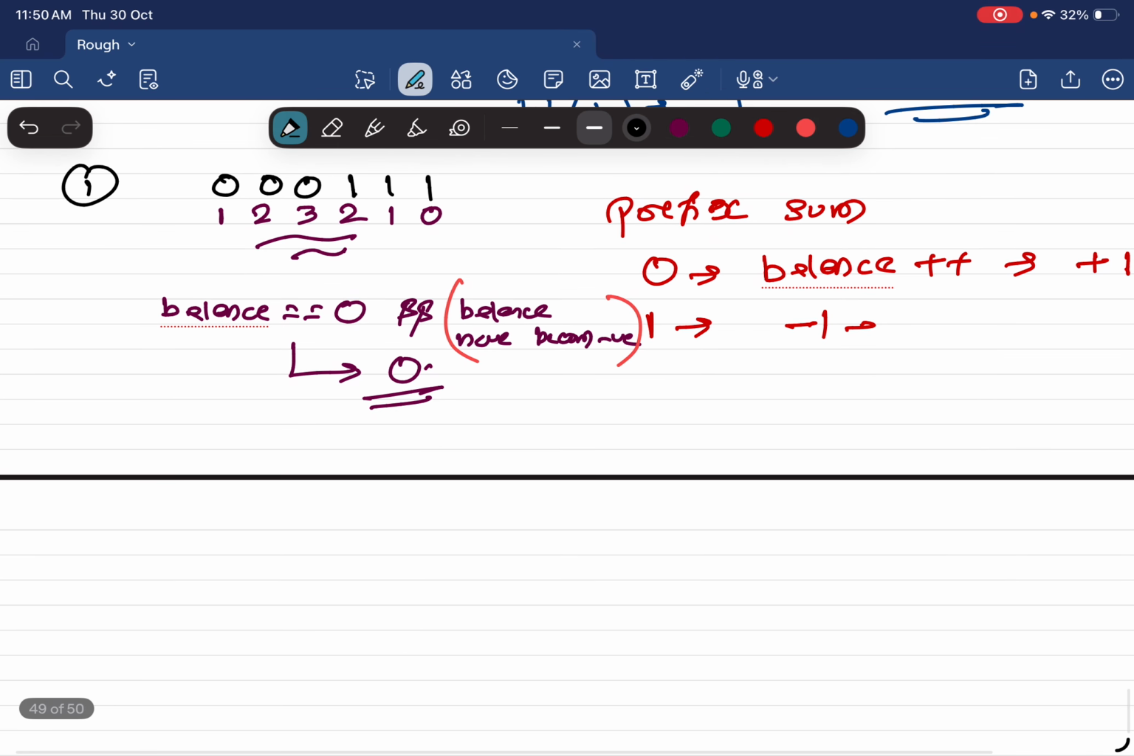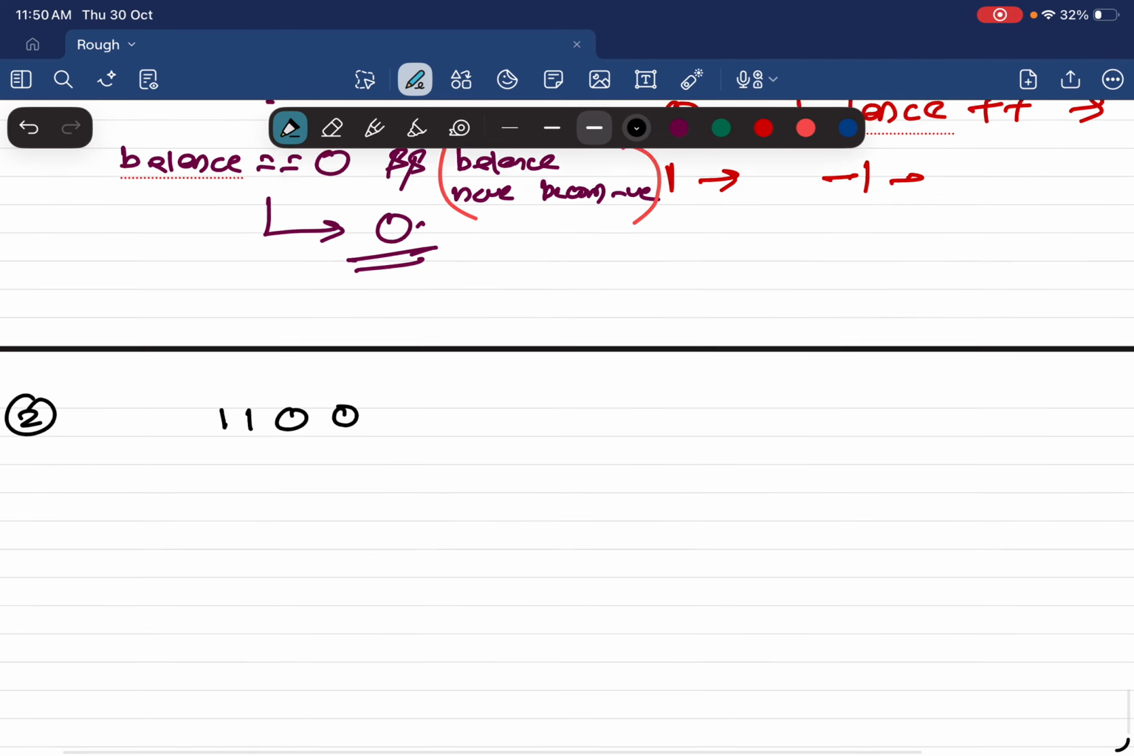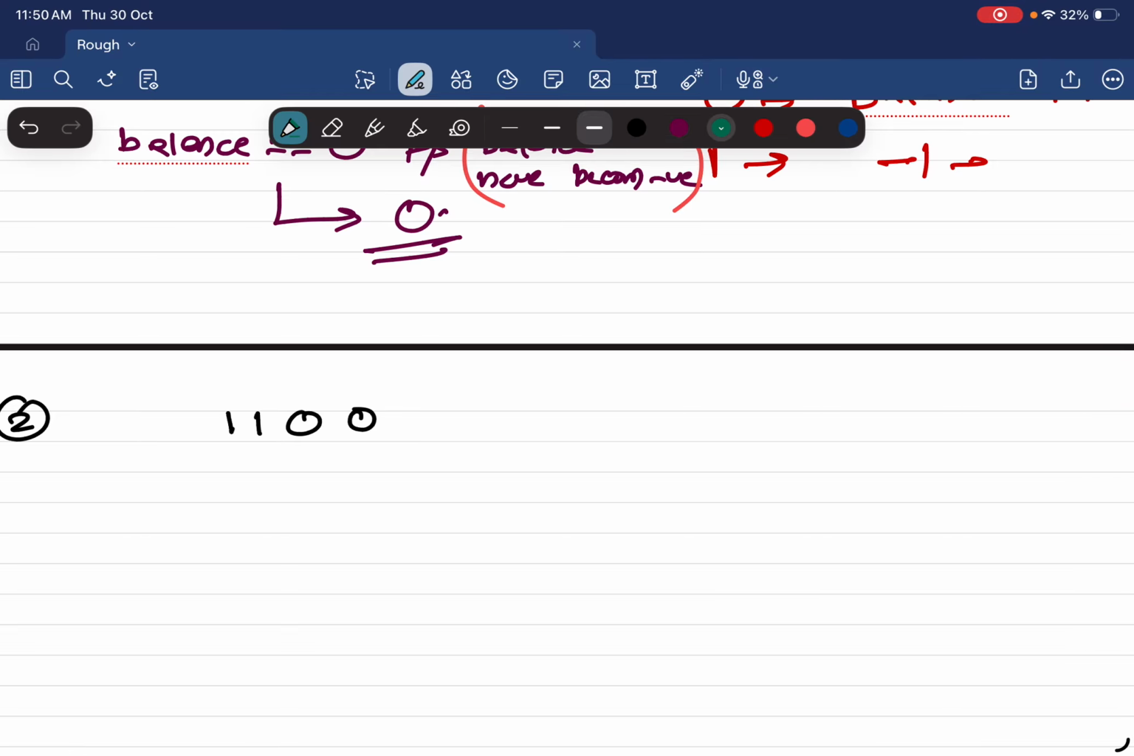Now let's talk about when balance will become negative. Let's take the second example as 111 or 1100. Now let's calculate the balance for this. It will become minus 1. Now you will see you are getting a negative balance. Negative balance means that first ones are there, then zeros are there.